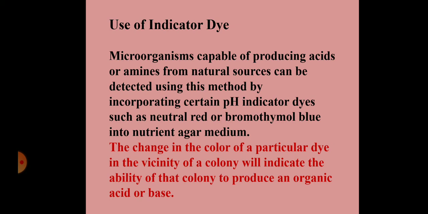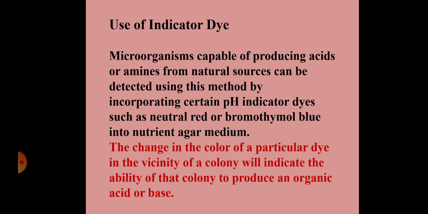So microbes capable of producing organic acid or amines from natural sources can be detected and isolated by incorporating pH indicator dyes like neutral red or bromothymol blue in nutrient agar medium. Then the medium is inoculated with microbes from soil, or we inoculate it with soil sample. After inoculation, the plates are incubated. After incubation, we check for the colonies that are surrounded by a color change.